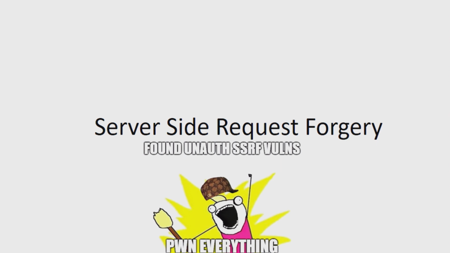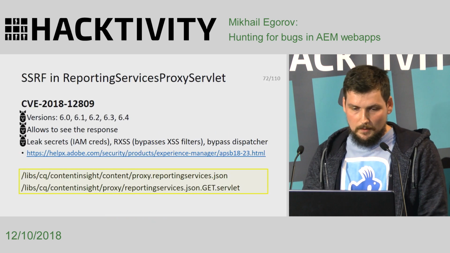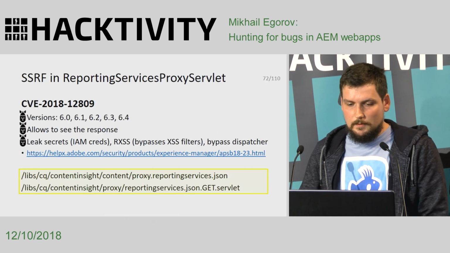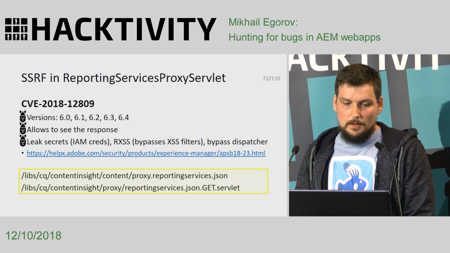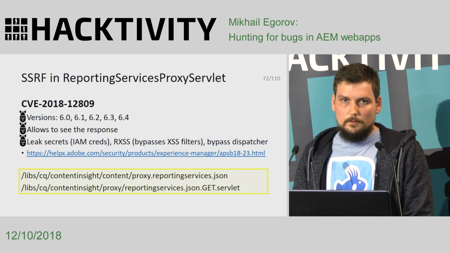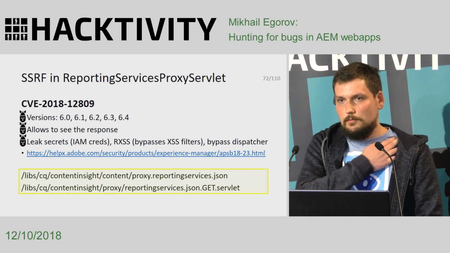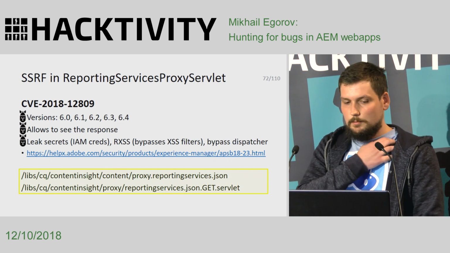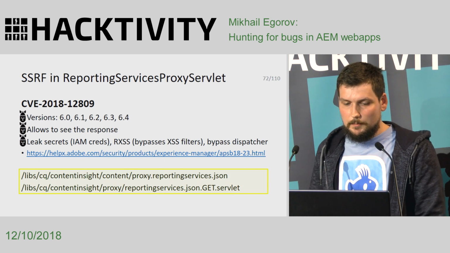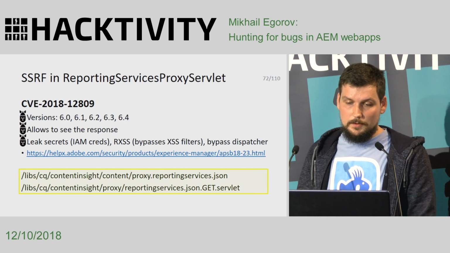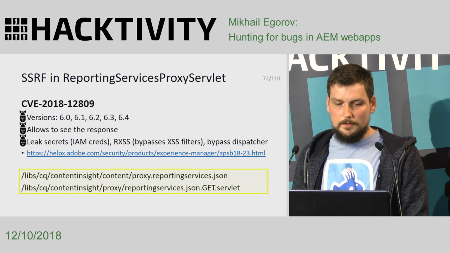Now I'll present technical details for server-side request forgery vulnerabilities I found this year. The first one is SSRF in the reporting services proxy servlet. Adobe assigned a CVE for it. It worked for all modern AEM versions. Through this SSRF, you can send a GET request to an arbitrary URL, and what's notable is that the SSRF allows you to see the full response. SSRF can be used to leak secrets from internal network services like the metadata service in AWS.